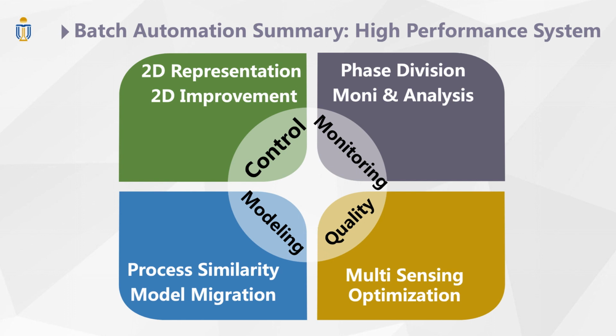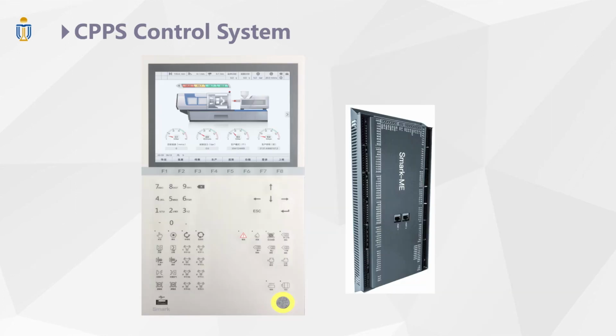We make use of batch process characteristics by installing a sensor at one fixed location. You can monitor different things over different phases. We call that single-sensor multi-sensing, okay? With that, it allows us to do multi-quality optimization.